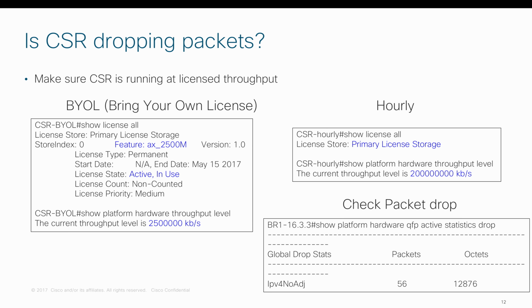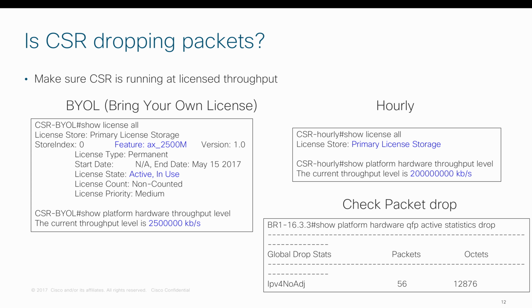The next step to make sure the CSR is running at the correct throughput is show platform hardware throughput level. This will tell you what throughput level you are running. If you see the number is different than the license, you have to go to configure terminal, do platform hardware throughput level, MB, and then put the correct value. You have to make sure it shows the same throughput as on the show license all.